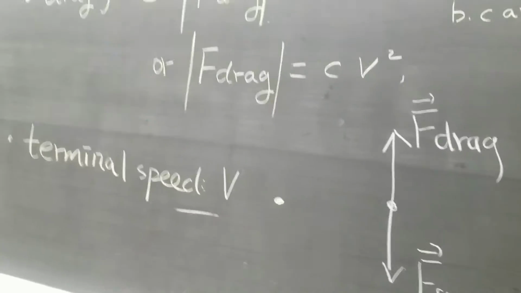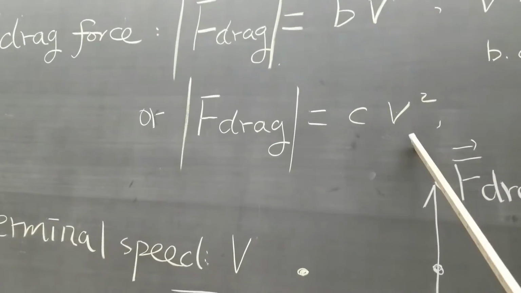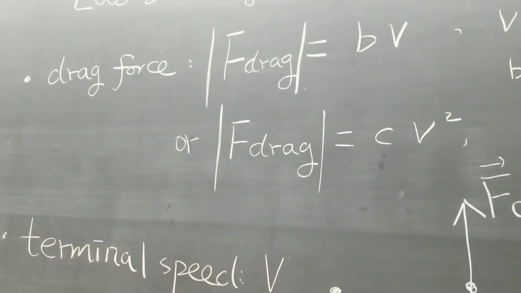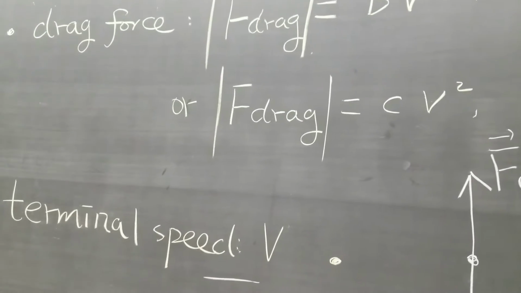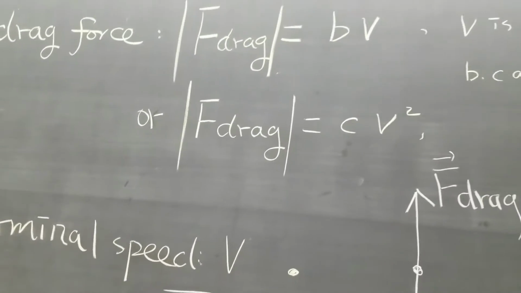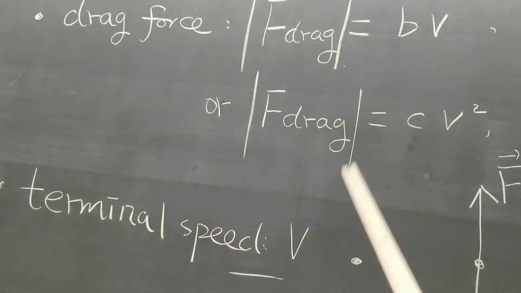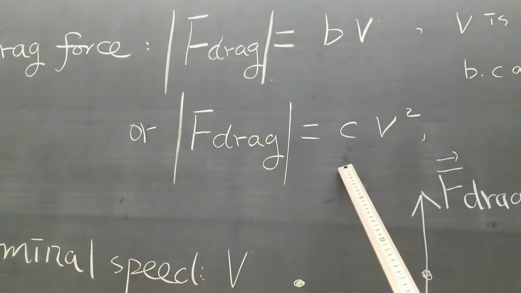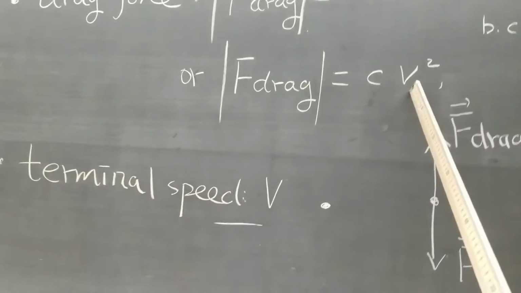The magnitude of the drag force could be either proportional to v or proportional to v squared. This depends on the shape of the object, the air conditions like temperature and density, and the mass. So we want to find out whether the drag force on the coffee filter follows the first relationship or the second relationship. To find that, we want the speed to be constant.